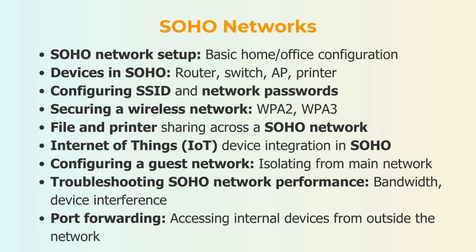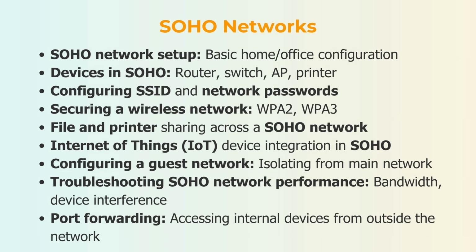Small office, home office, SOHO, networks are becoming more common as people work remotely or run small businesses. Setting up a SOHO network usually involves connecting a router, switch, access points, and printers. You'll need to know how to configure the SSID and set secure network passwords to protect the wireless network. In a SOHO environment, file and printer sharing across the network is essential for collaboration.